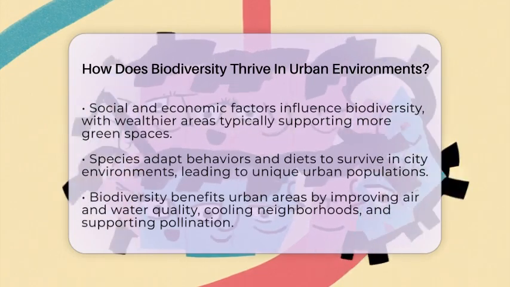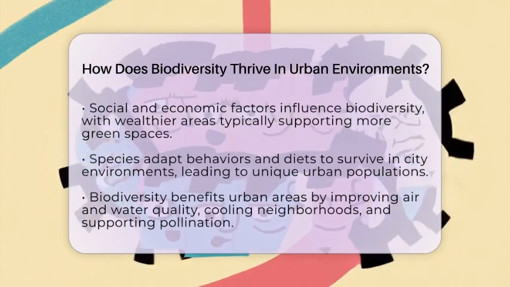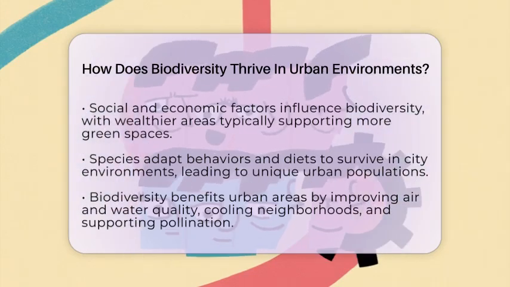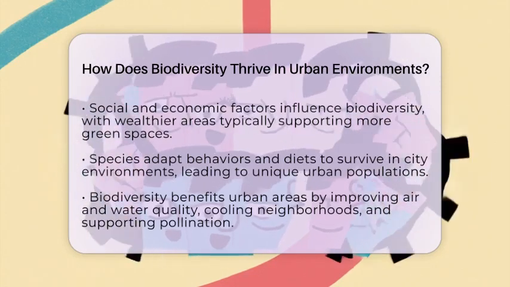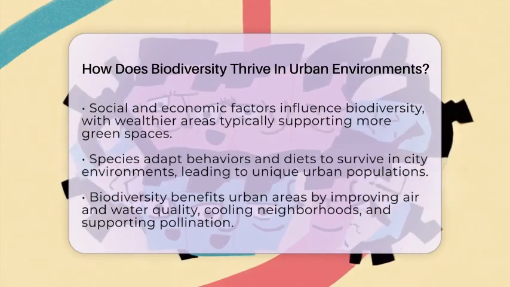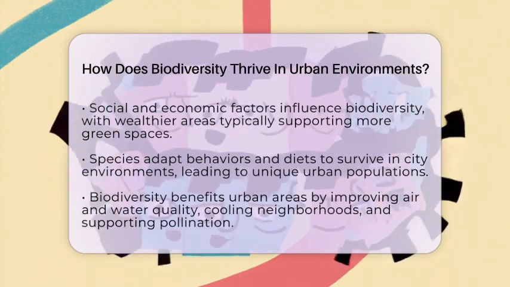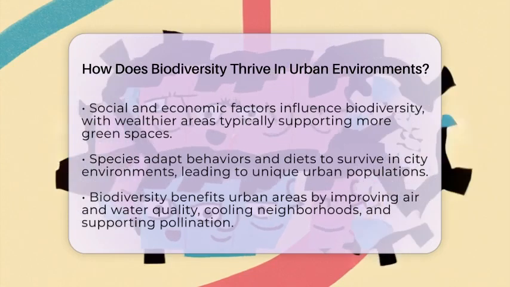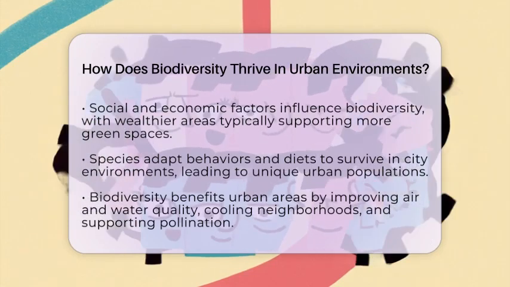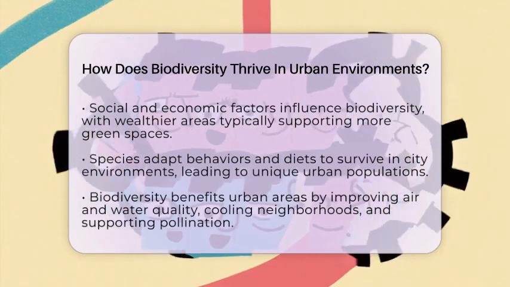Some species adapt to city life by changing their behaviors or diets. For example, certain birds may learn to forage in new ways, or insects might develop resistance to pollutants. These adaptations can lead to unique populations that are specially suited to urban environments.